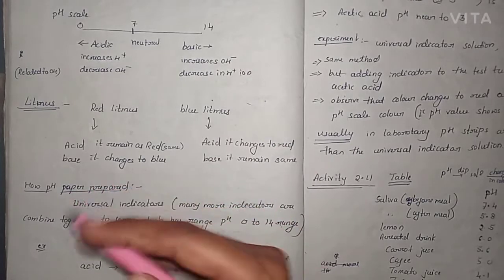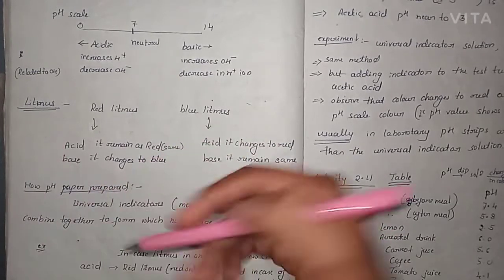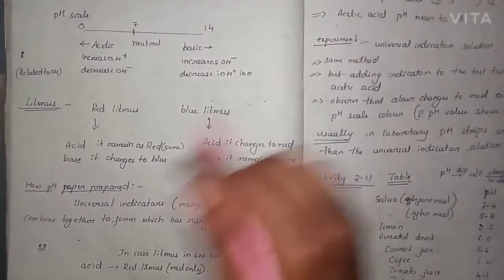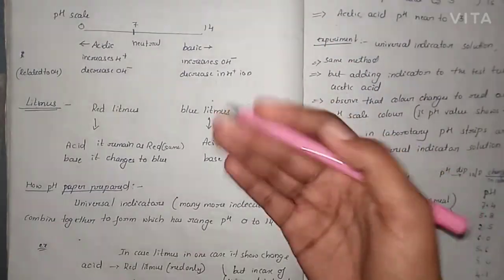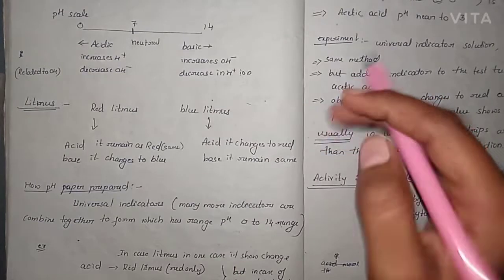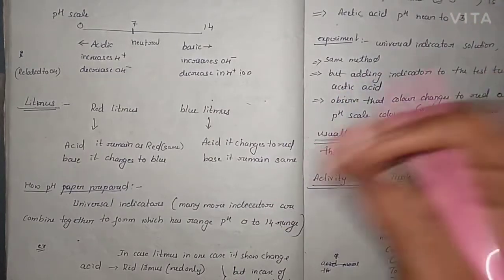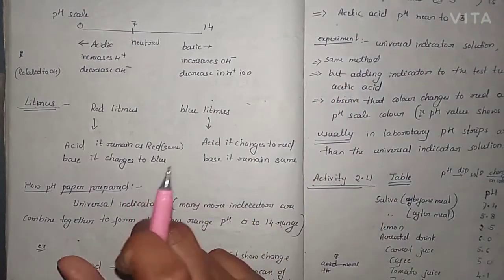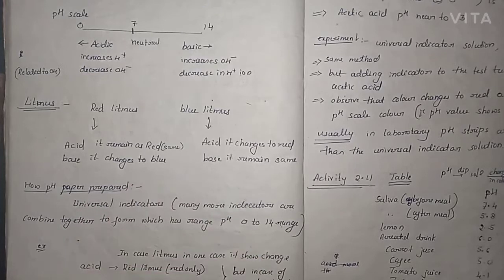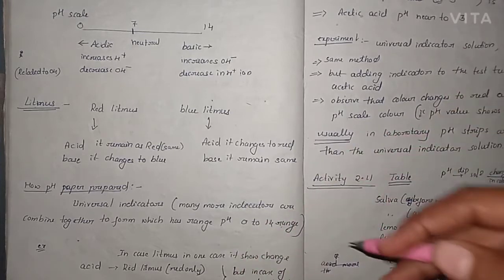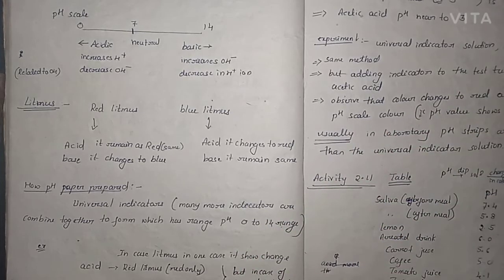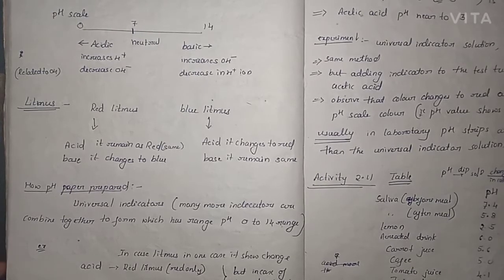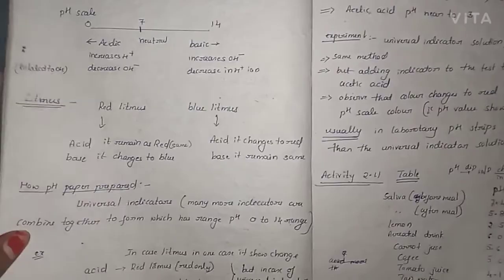But how the pH paper is prepared: as we know, litmus is prepared from the lichen plant, but pH paper is made with the universal indicator. I told you many indicators are involved to form that particular pH paper. So it has a 0 to 14 range. There we did the experiment on how to understand acid and base. You can watch that one. After that, pH determination. So we did the activity.